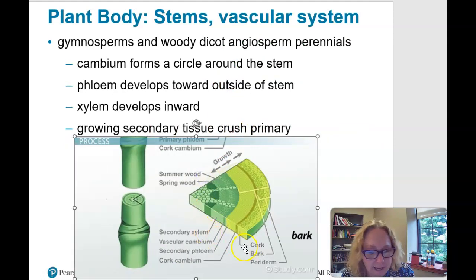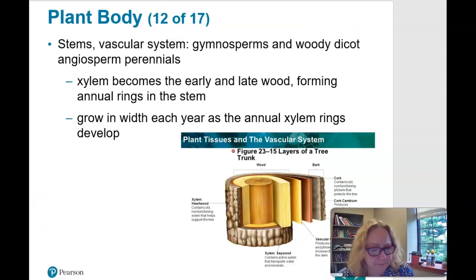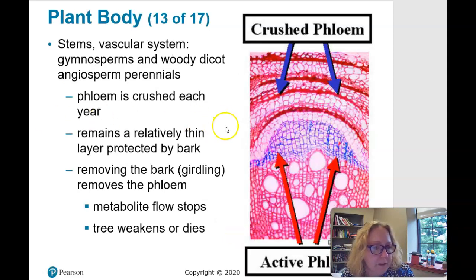So you've got, again, the cork, the bark, the cork cambium right here, all that's for protection. Then you have your xylem, your active phloem, your vascular cambium, which is going to have your xylem in it that's moving things up and down the tree. And then you've got your just older growth here in the center. There's again, xylem becomes the early and late wood, forming annual rings in the stem. Growth in width each year is the xylem rings. So that growth is the xylem.